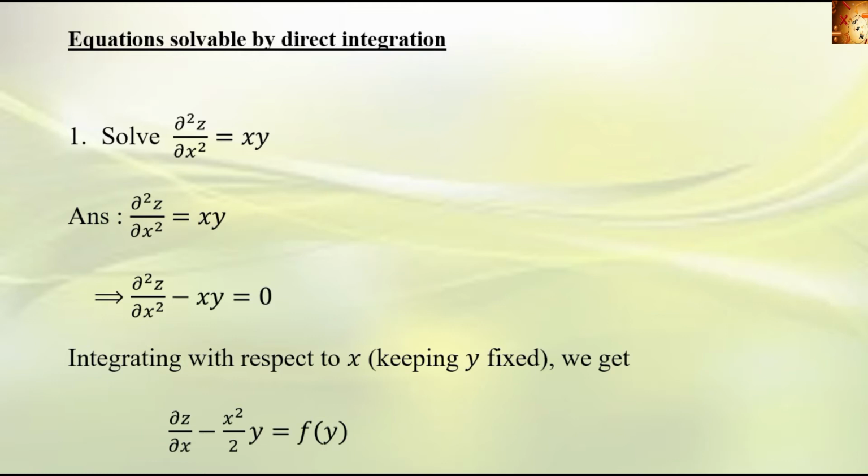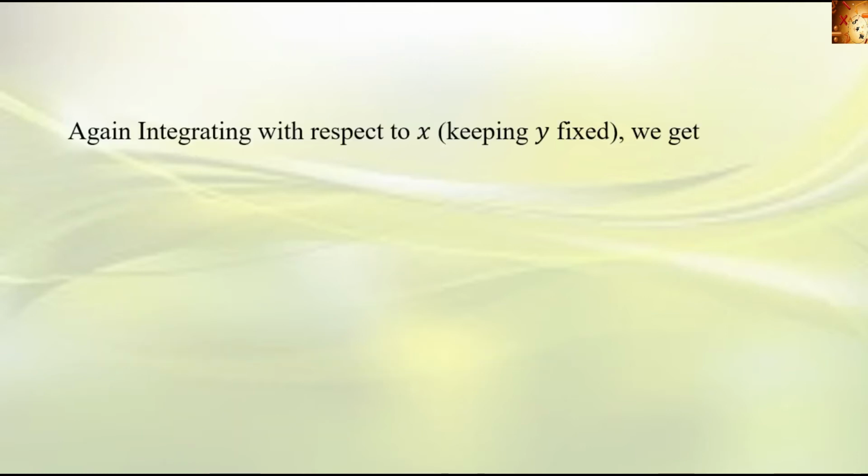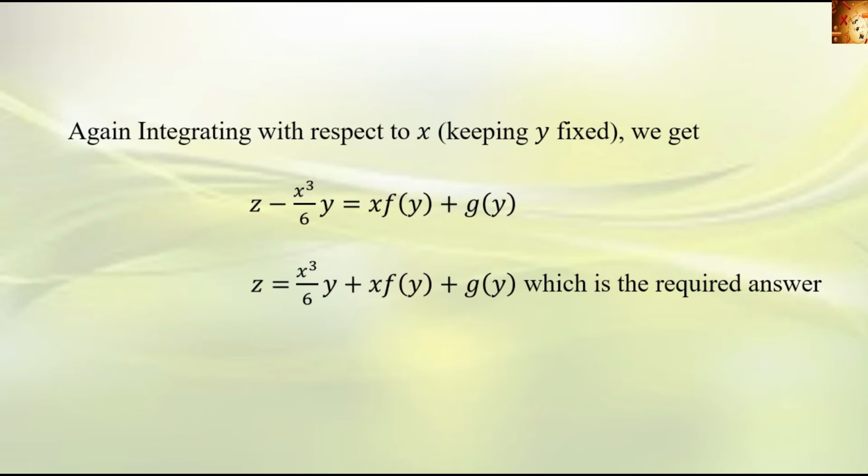Again, we want to integrate this expression for getting the solution z. So again, integrating with respect to x, we get z minus x cube by 6 y equal to the integral of f of y. f of y is a constant, so the integral of 1 means x. So x f of y plus again a constant, taking the constant as g of y. So z minus x cube by 6y equal to x into f of y plus g of y. Therefore z equal to x cube divided by 6y plus x into f of y plus g of y, which is the required solution of the corresponding PDE.